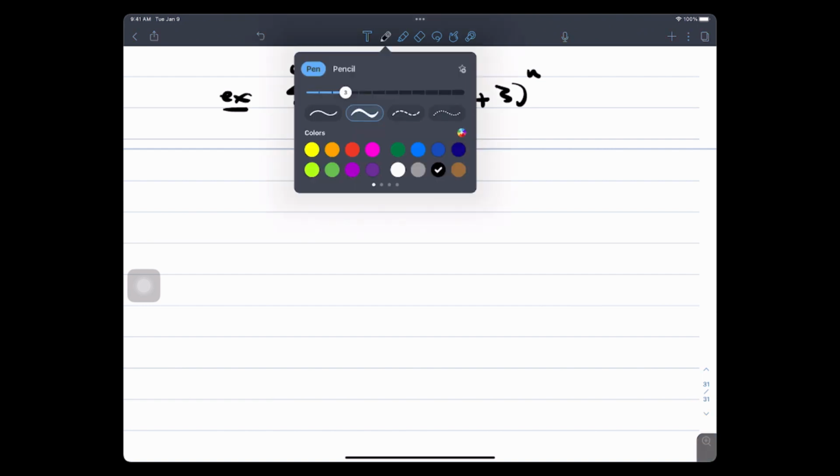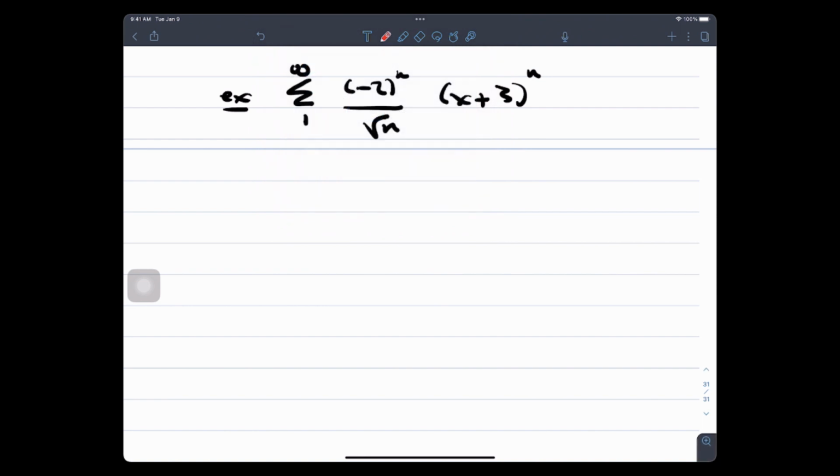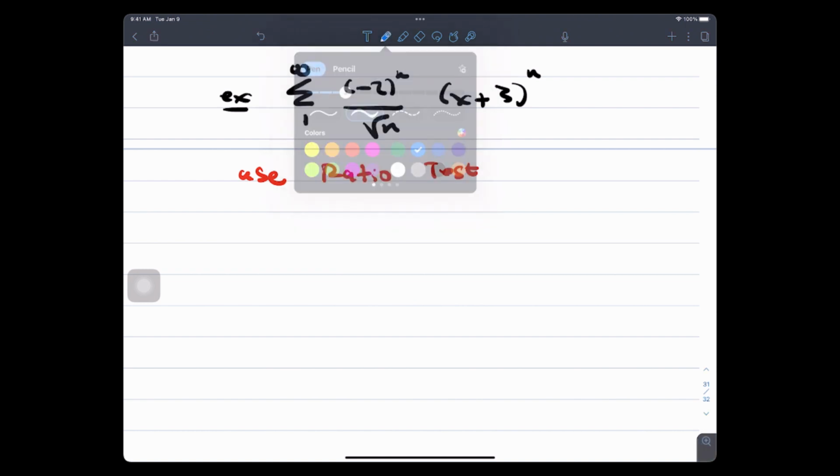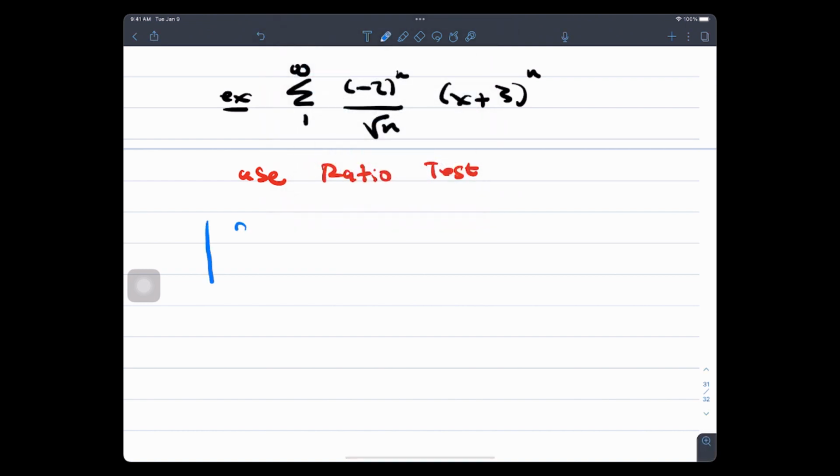So what test do you guys think you want to use here? Anybody have an idea? What should you use for this ratio test? Why not the root test? Yeah, you don't have a power of n for every term. So, again, if you said, I'm worried about time, okay, here's what I would do.